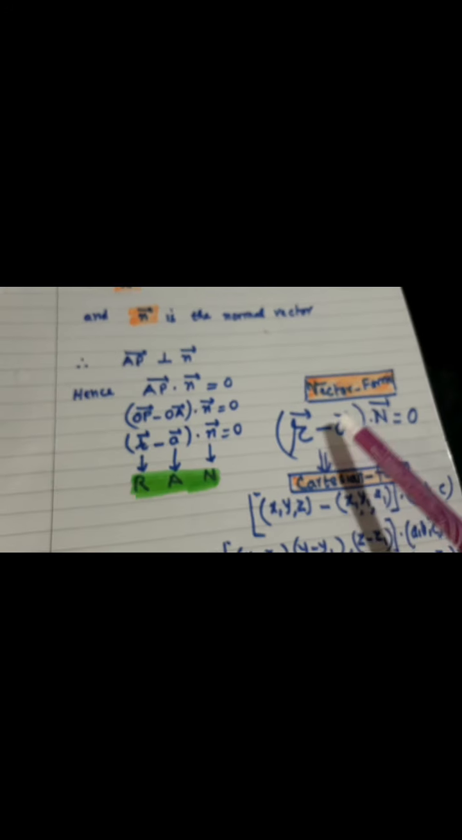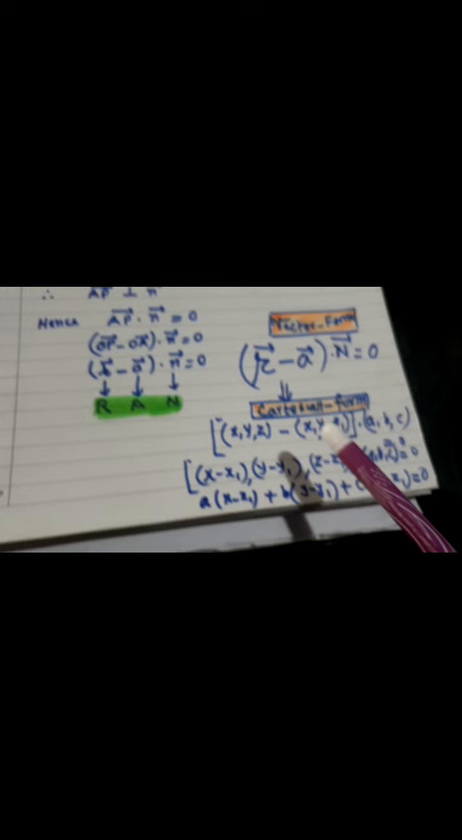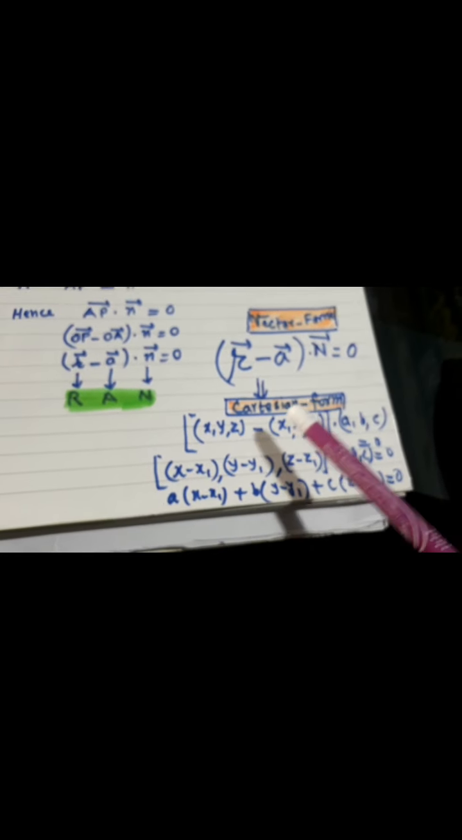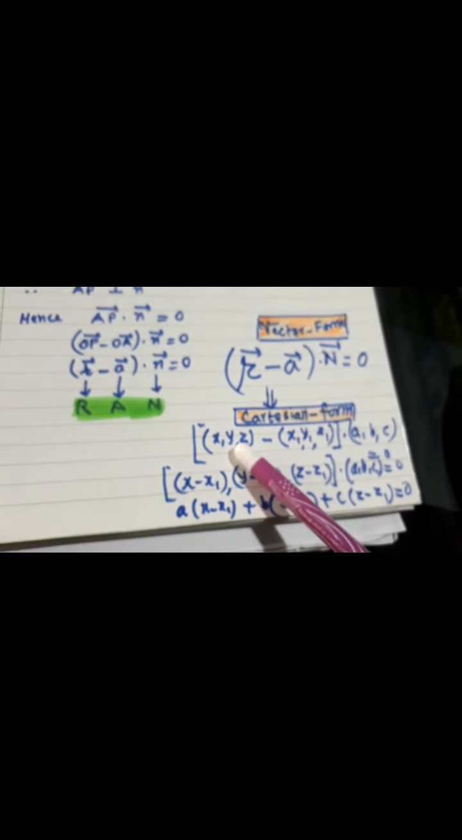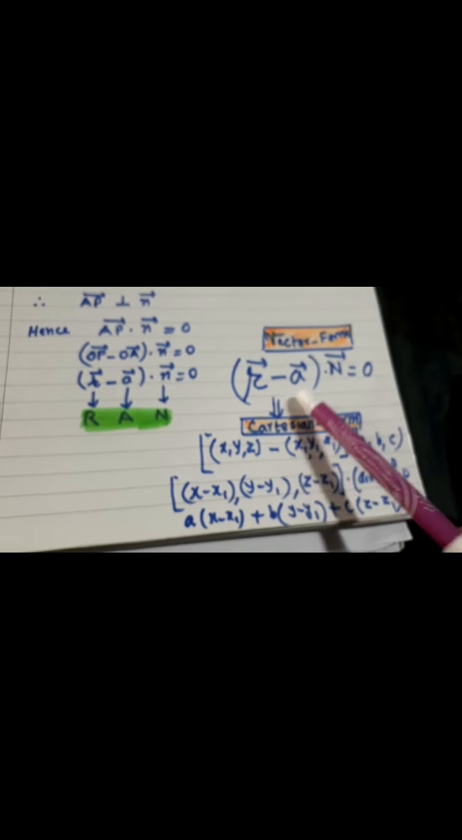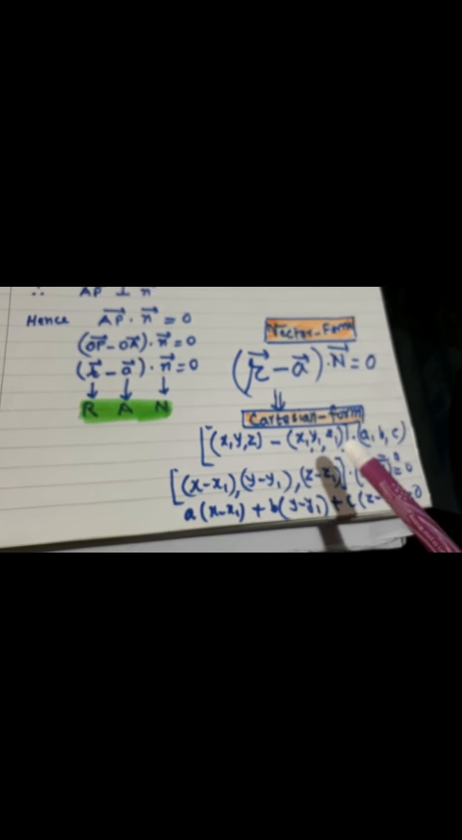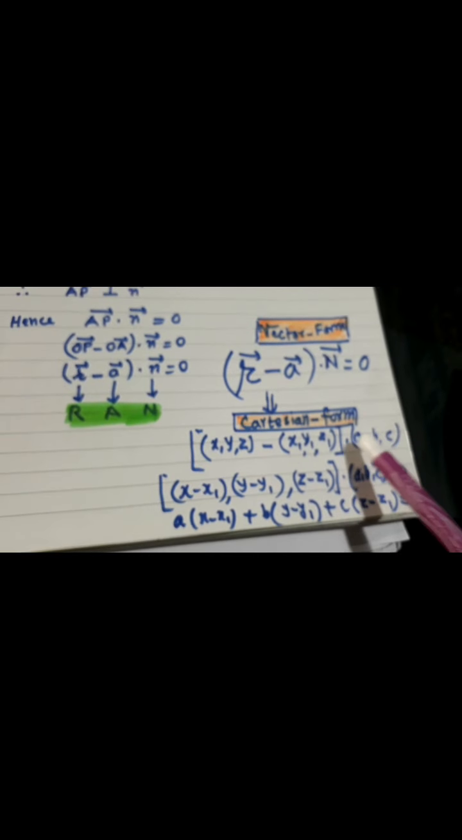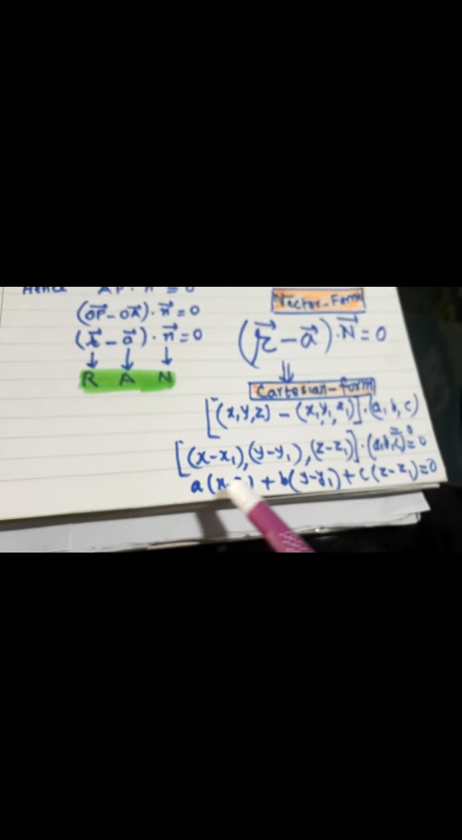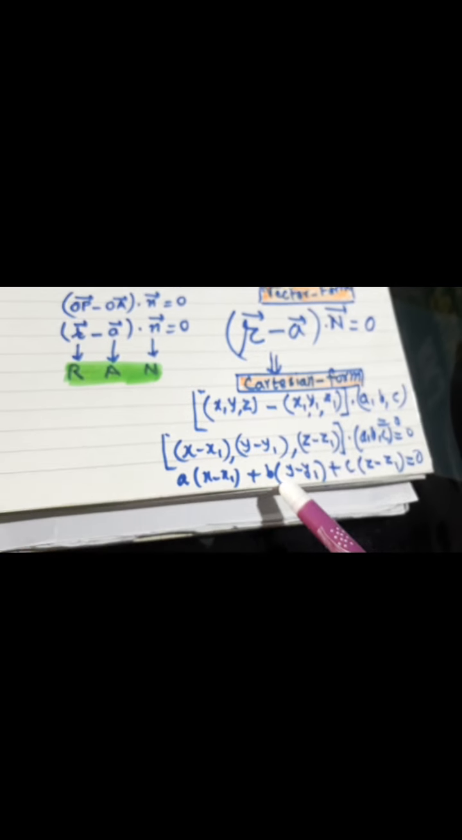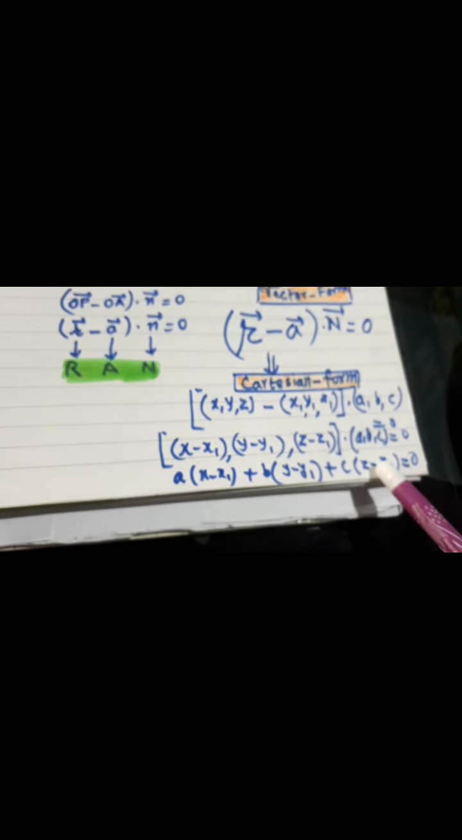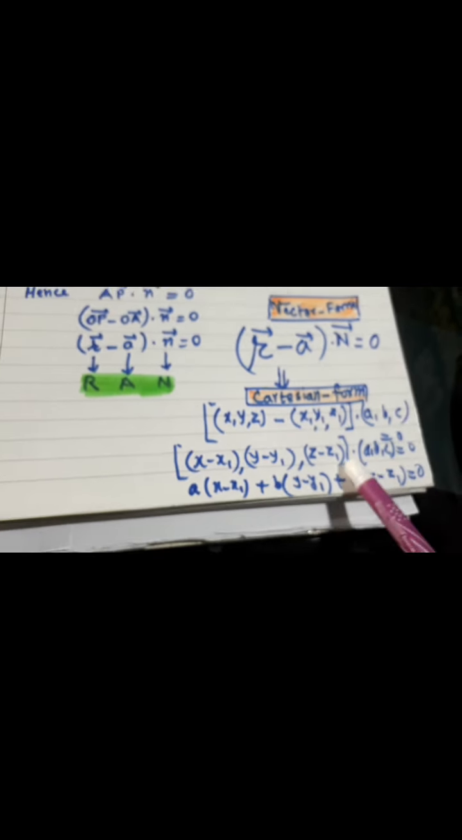See, this equation was r a n, and this is r a n, the 1 point form. If you put it into Cartesian form, r is x, y, z and a is x1, y1, z1, dotted with a, b, c. So the equation becomes a into (x minus x1) plus b into (y minus y1) plus c into (z minus z1) is equal to 0. This is the 1 point form.